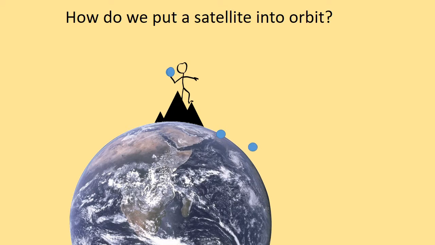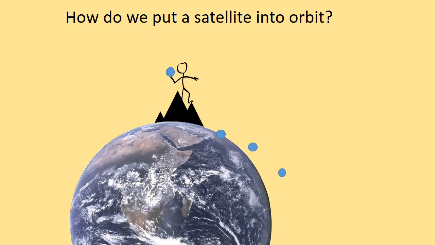You throw it a bit harder, the same type of path that it follows, but it goes that little bit further, and further again. But if you can throw it fast enough, it will fall towards the Earth at the same curve as the curve of the Earth itself. So you can effectively get it going all the way around in an orbit. And that's what an orbit is.